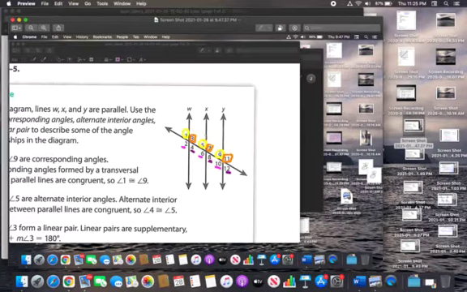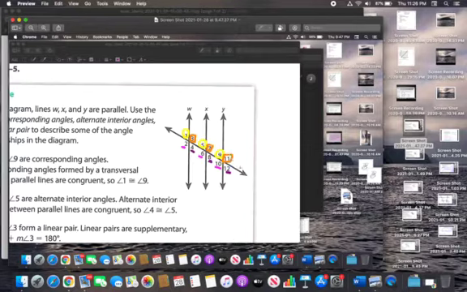They gave 1 and 9 as corresponding. Well, 1 and 5 are also corresponding in that same group with 9. So any two of 1, 5, and 9 would be corresponding. You could have also gone to 3, 7, and 11. Those were all corresponding with each other.